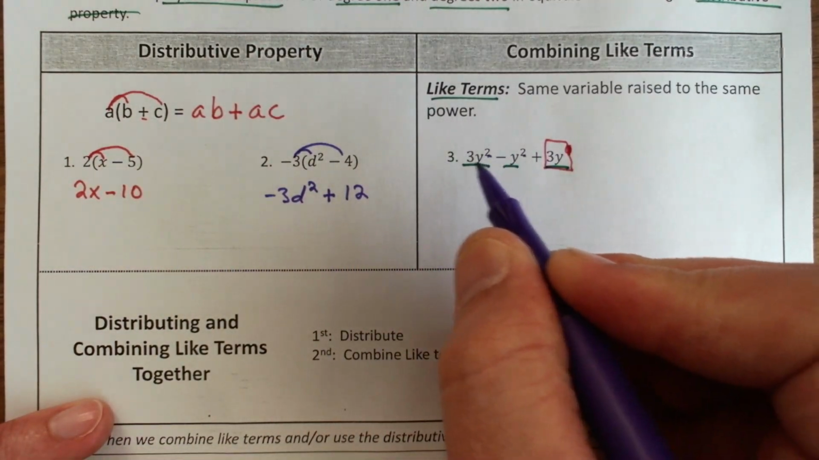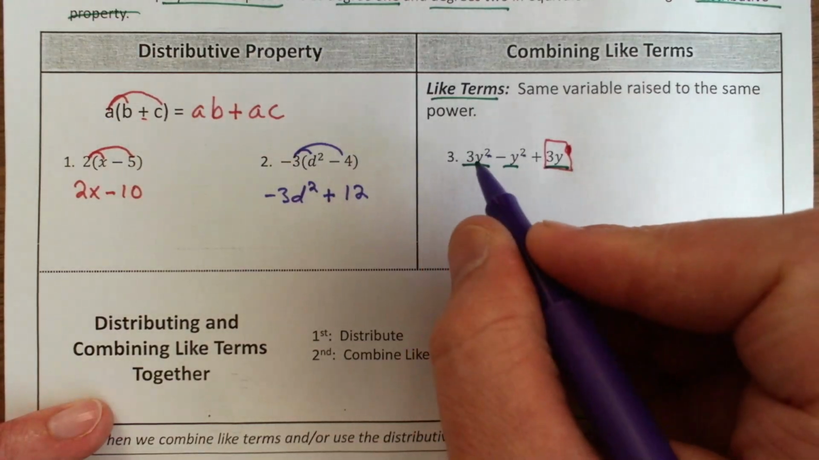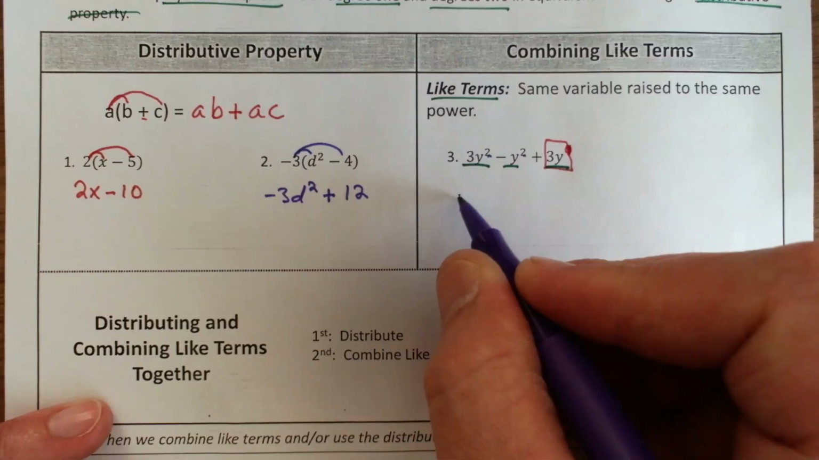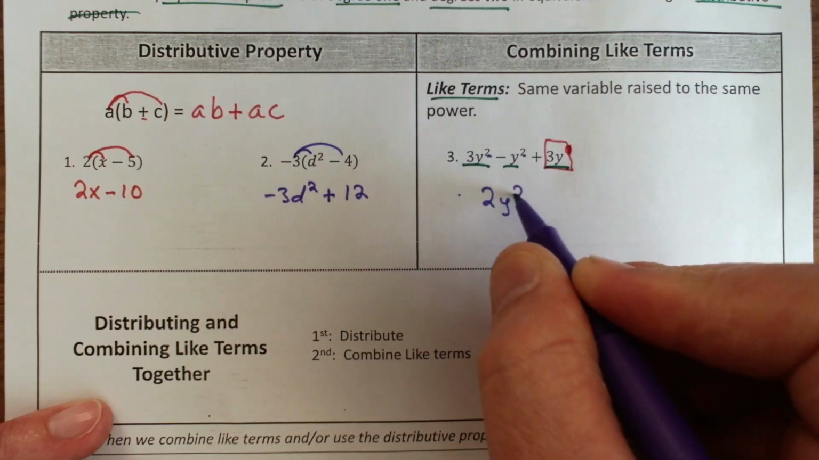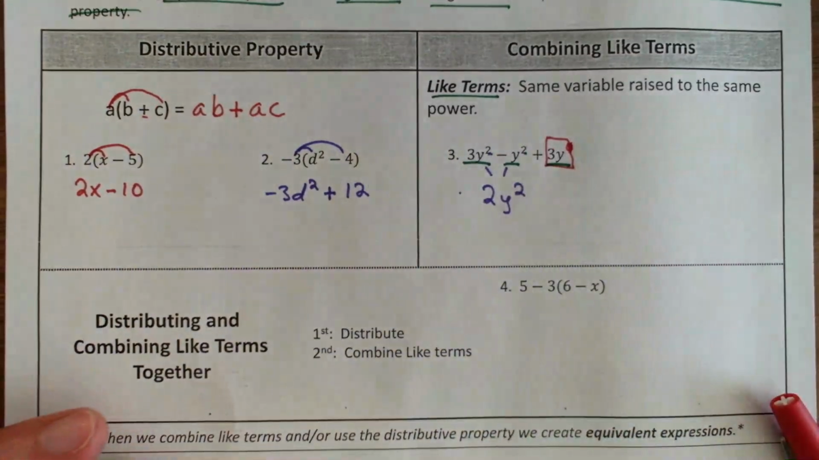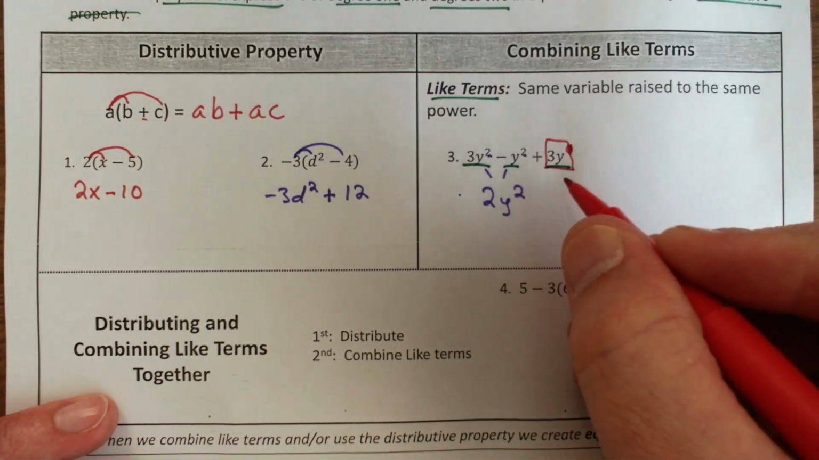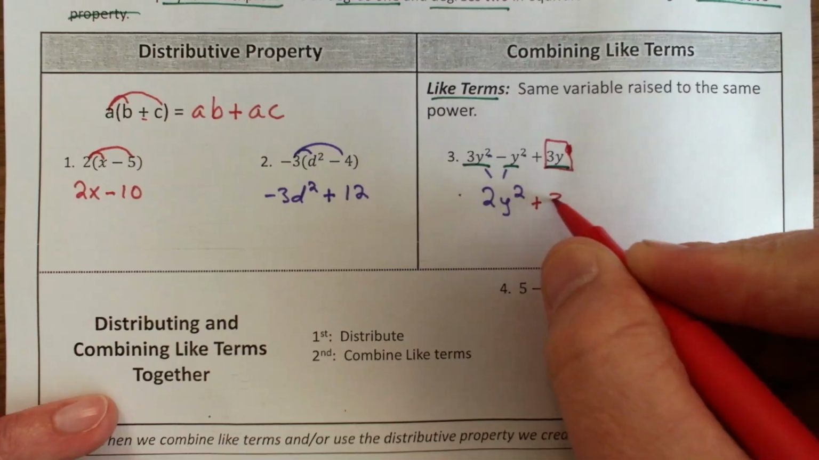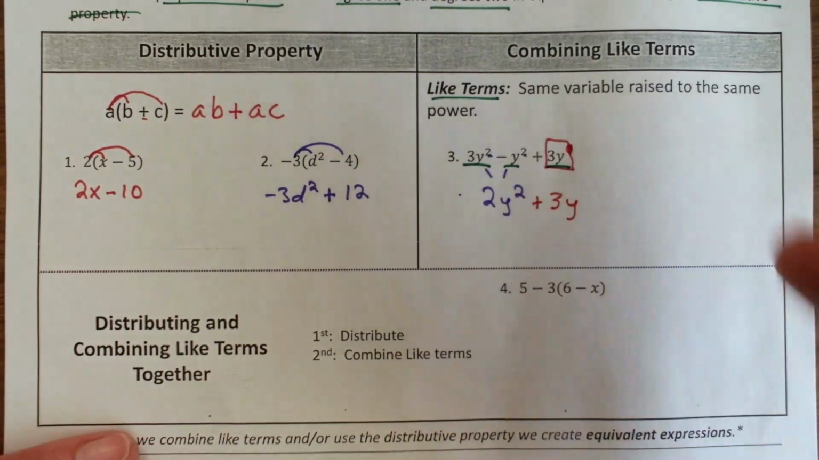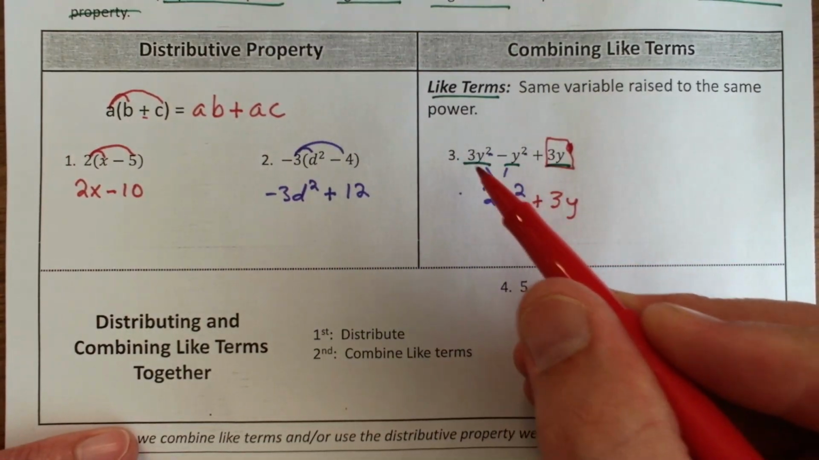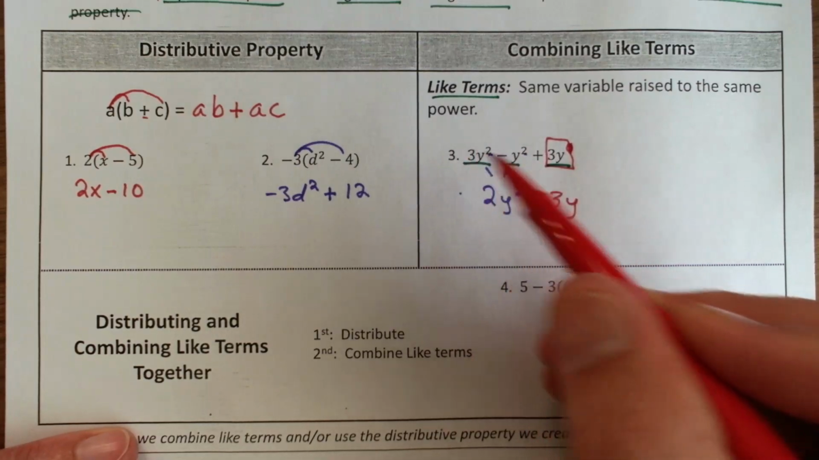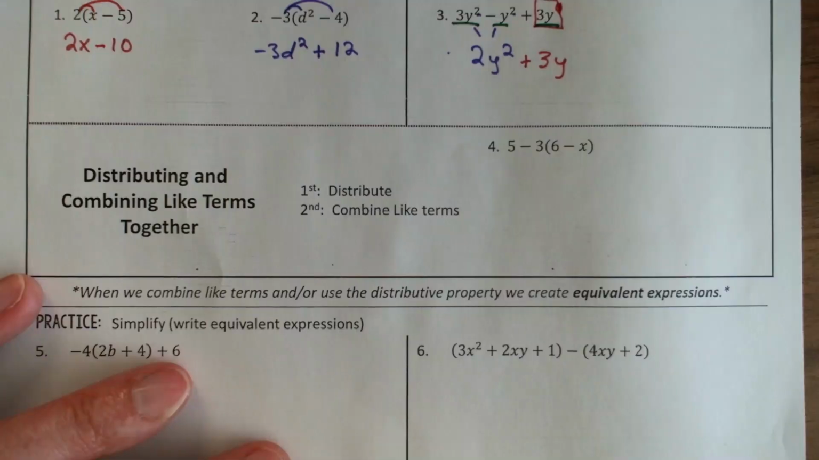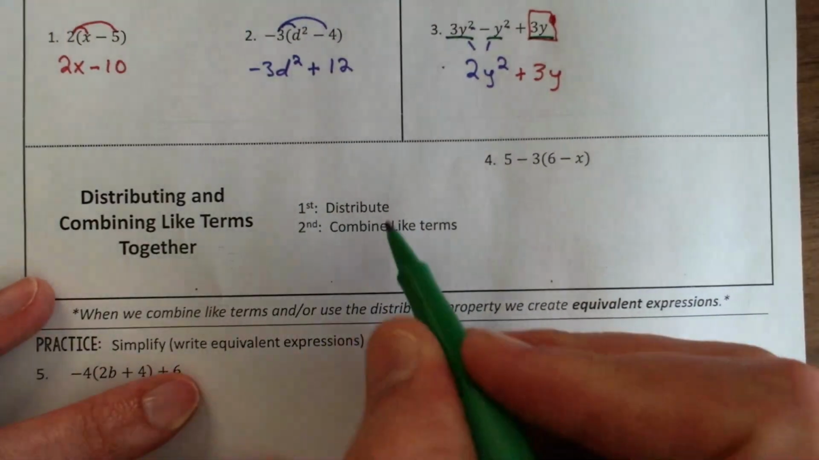They can combine. So this is saying I have 3y squared and I'm taking away a y squared. That means I would have 2y squared when I combine these terms. This 3y, nothing happens to it. There's nothing to combine it with. It was positive before, so it stays positive and becomes positive 3y. So that's combining like terms. We look for terms where they have the same variables and the variables are raised to the same power. They can be combined.